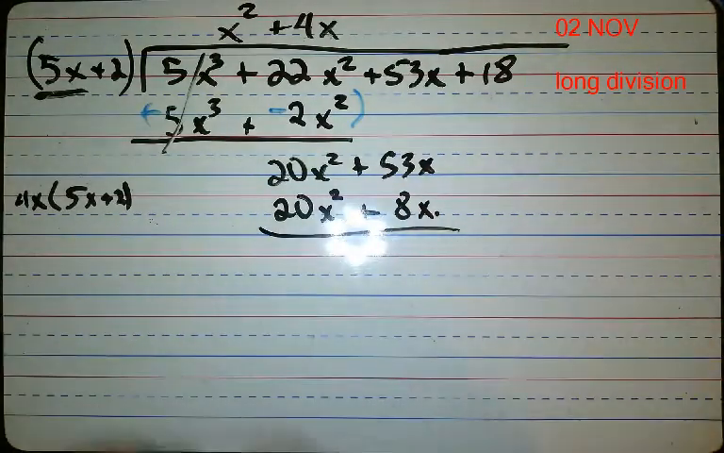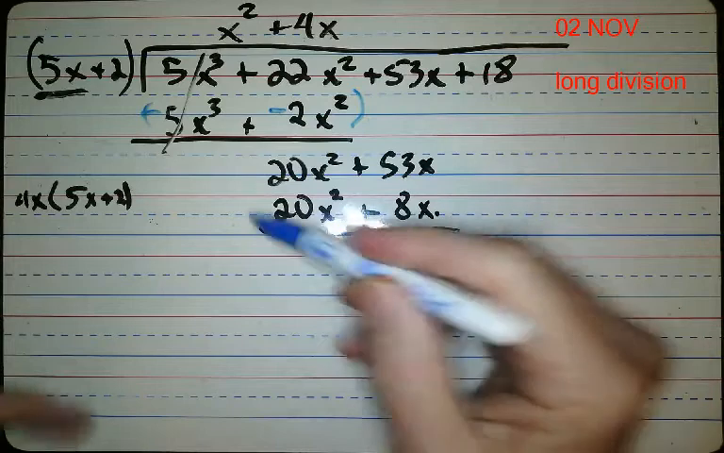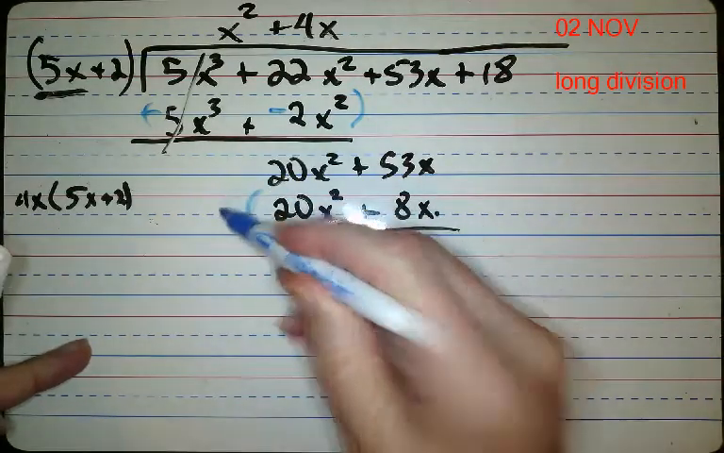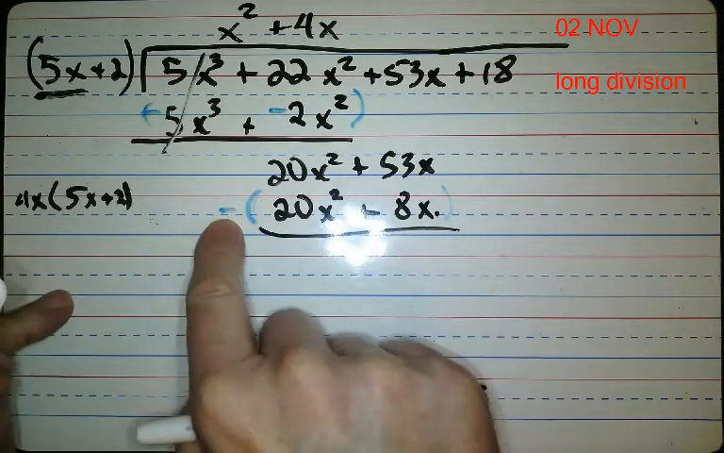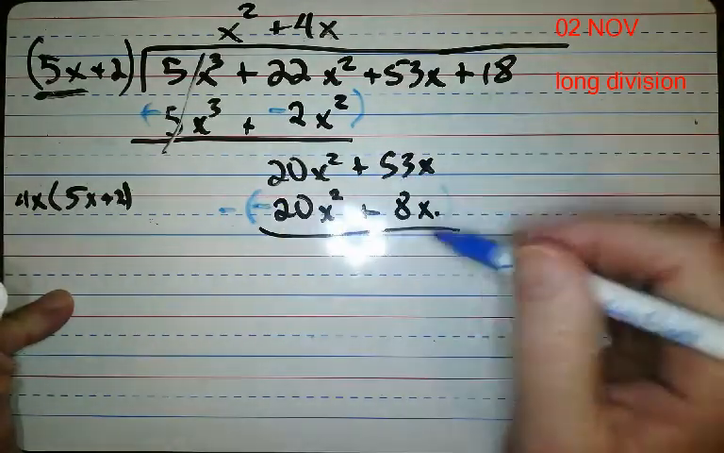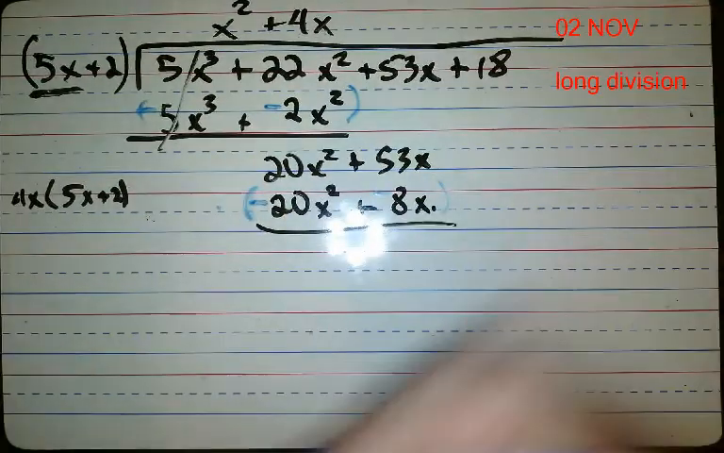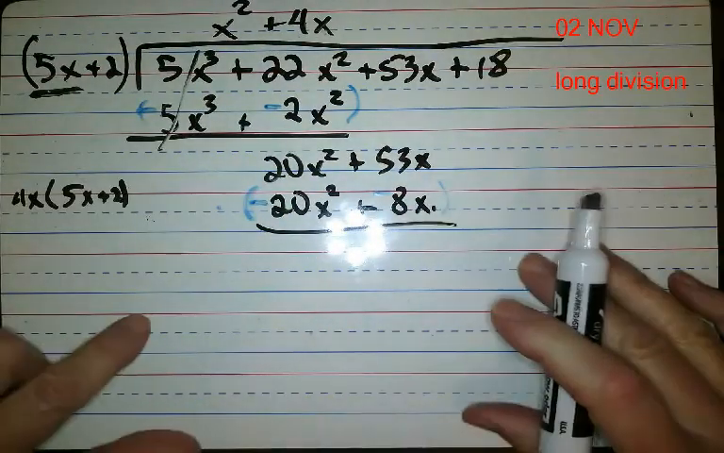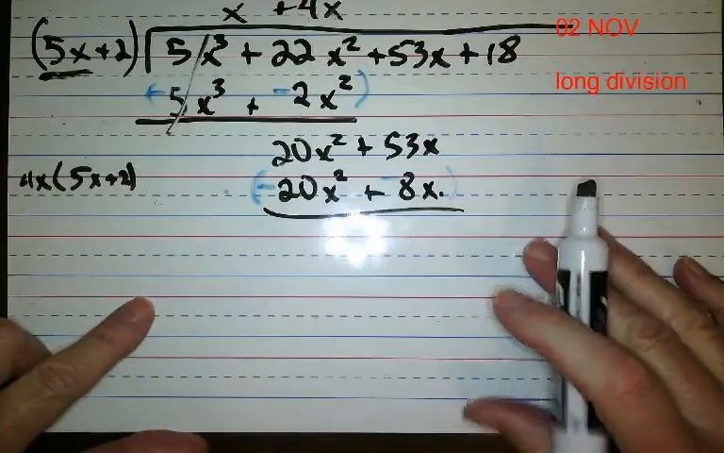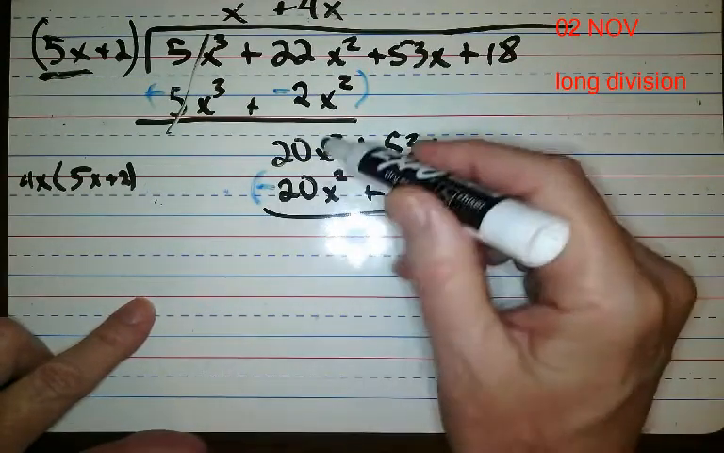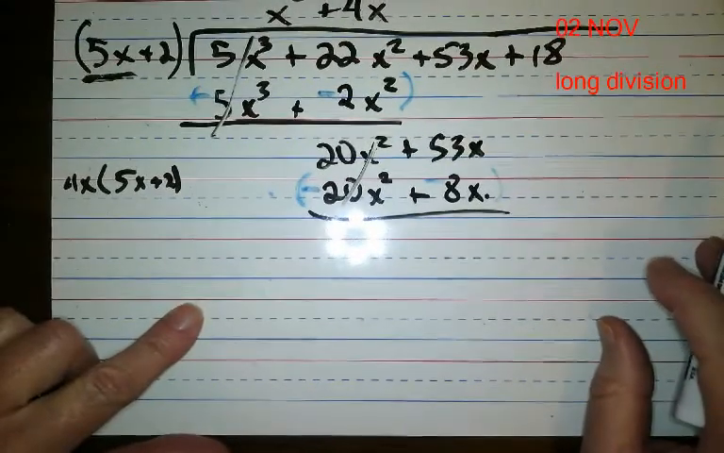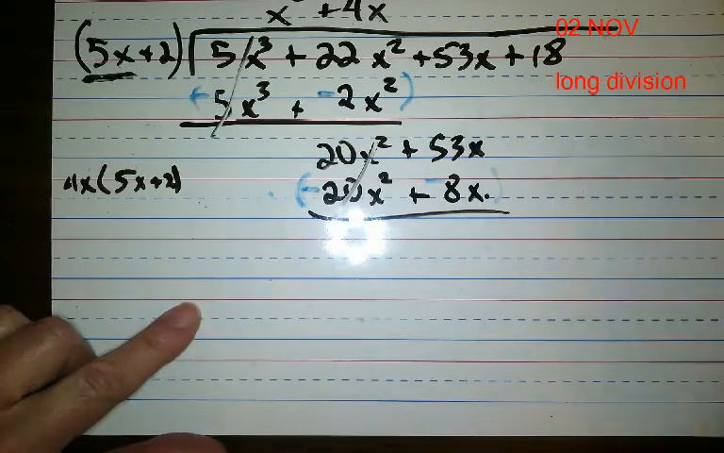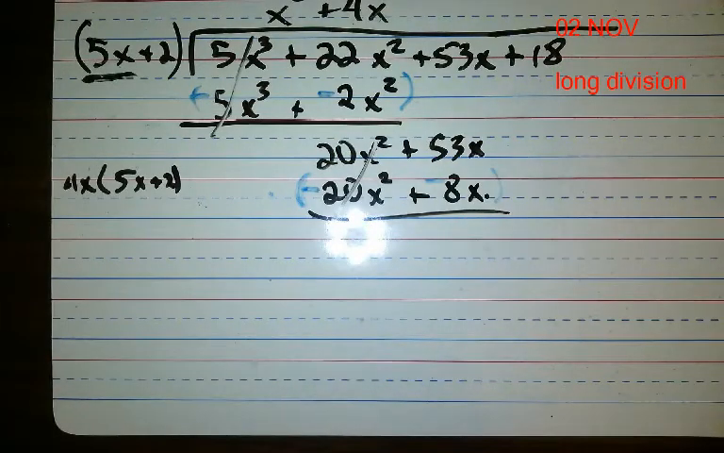Okay? But remember that I have to subtract. Right? I'm subtracting this whole thing. And I told you the tricky thing is, if you're subtracting, just change the sign. So this will be negative, that'll be negative. So I'm subtracting them both. We can do that, right? 20 minus 20, that'd be nothing. And then 53 minus 8 would be 45.